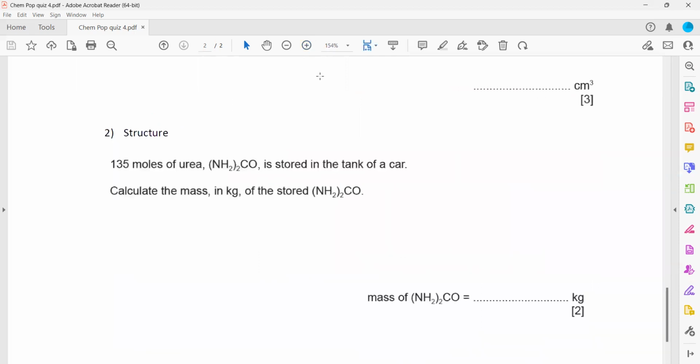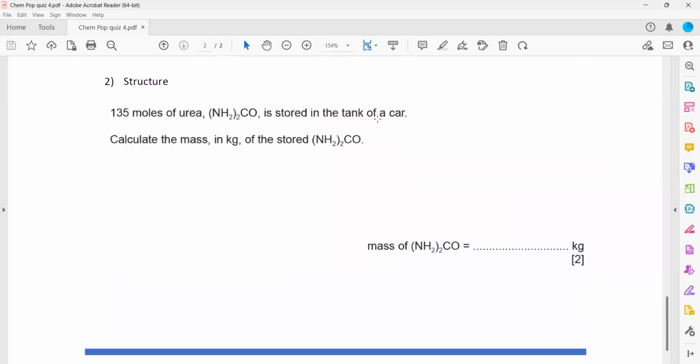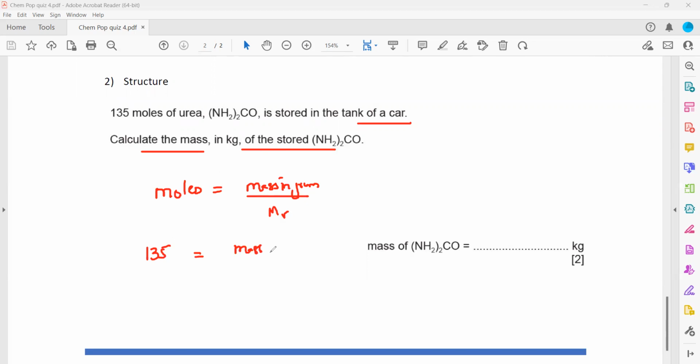In question 2, we have 135 moles of urea, which is (NH2)2CO, stored in the tank of a car. Calculate the mass in kilogram. We have the moles and we need the mass; first we'll get the mass in gram and then convert into kilogram. We have the formula: moles equals mass in gram divided by the molar mass. So moles are 135. Mass in gram, we don't know. And for the molar mass, you have to use the periodic table. The molar mass of urea, (NH2)2CO.